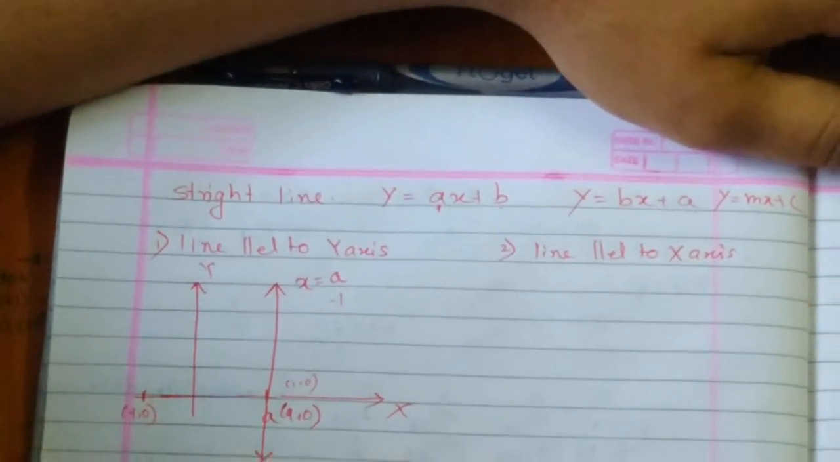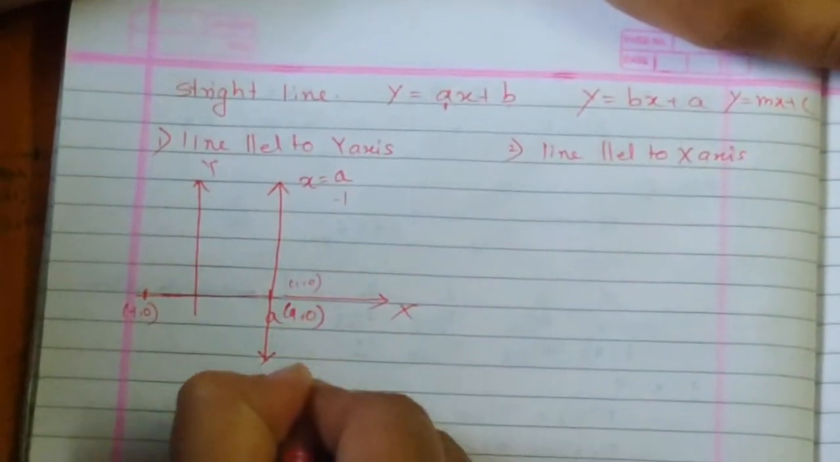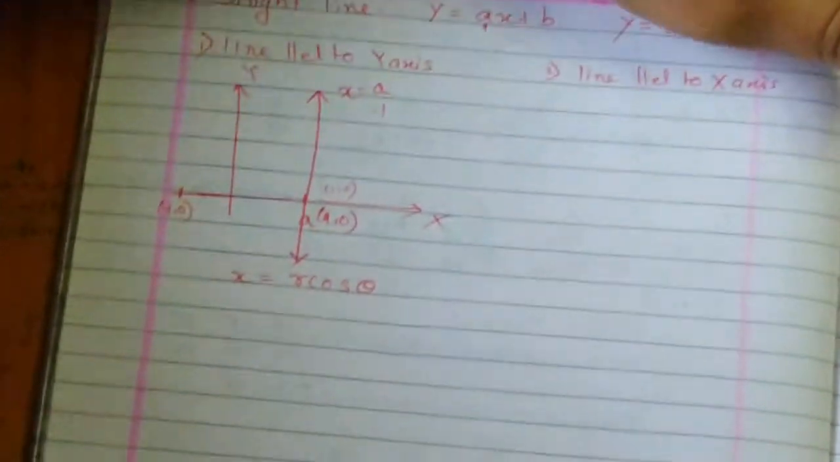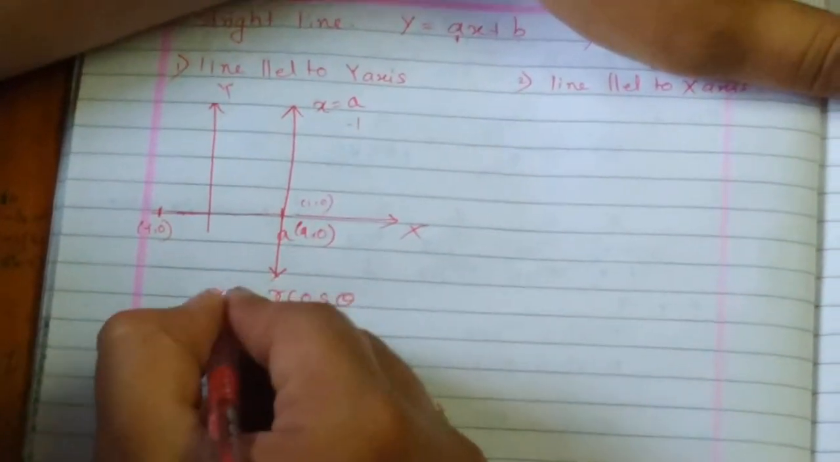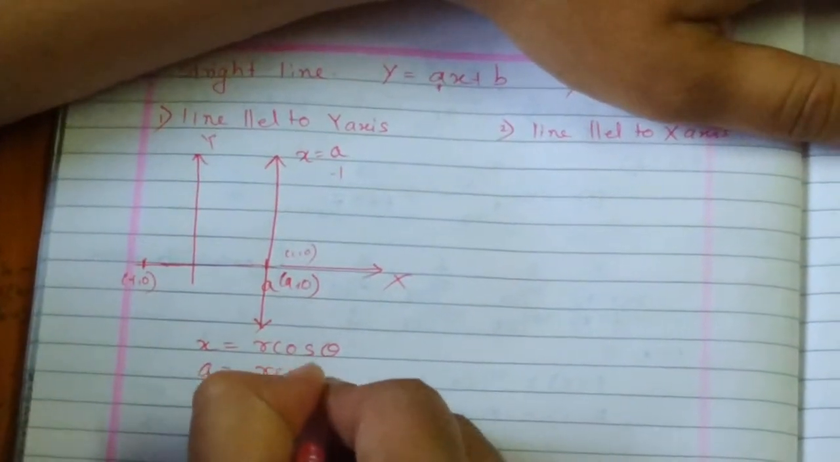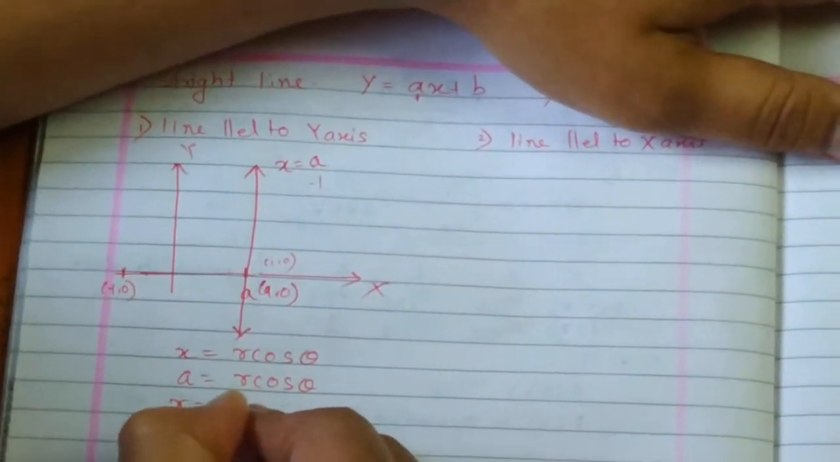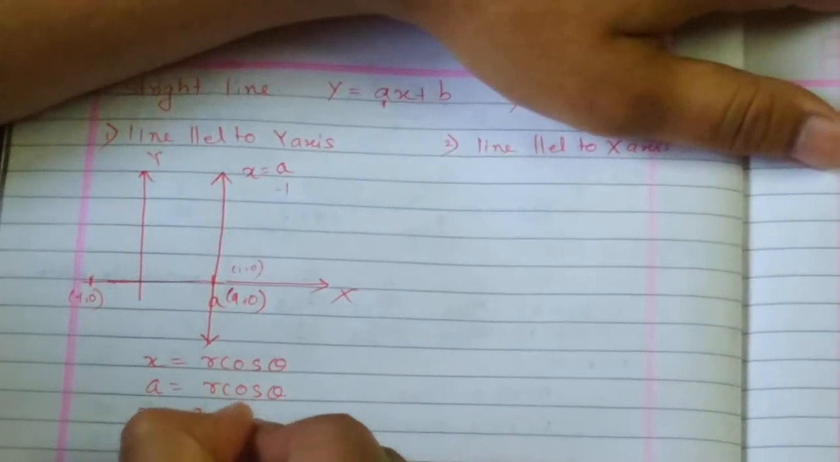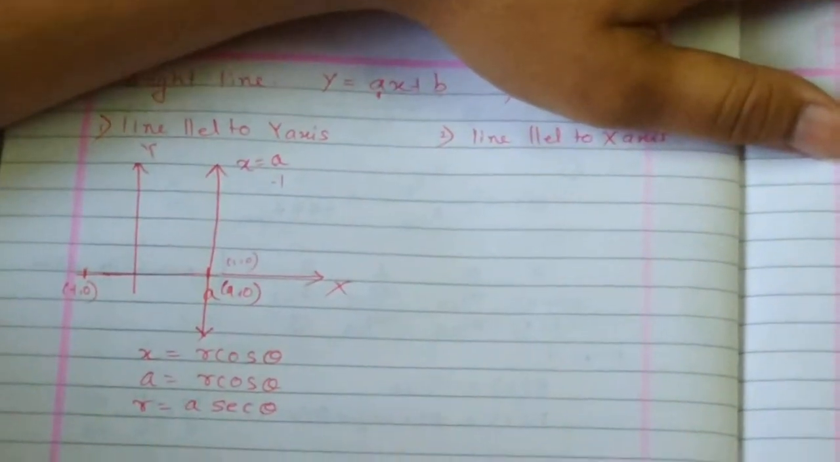Now what is its polar equation? x is equal to r cos theta is the substitution to reduce your problem into polar coordinates. Here the value of x is a, so we get a is equal to r cos theta. Therefore r is equal to a upon cos theta, that is a sec theta. So this is the polar equation of this line.